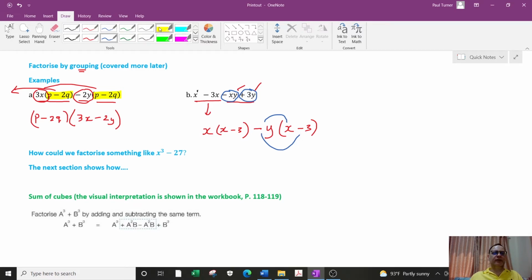But what you now see is now I have the common factor x minus 3. So I write my common factor out the front, and then I have x minus y as the last factor.